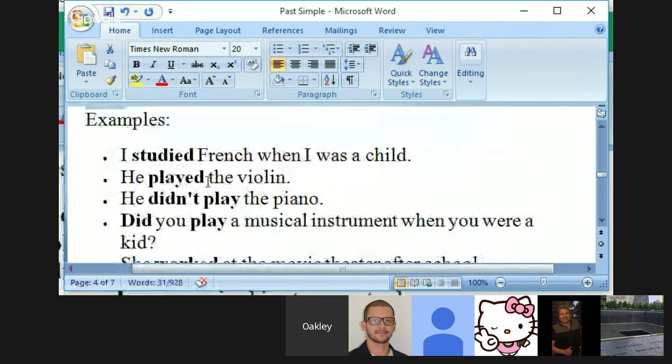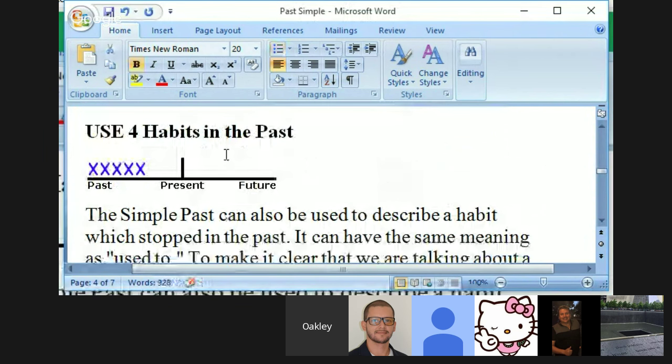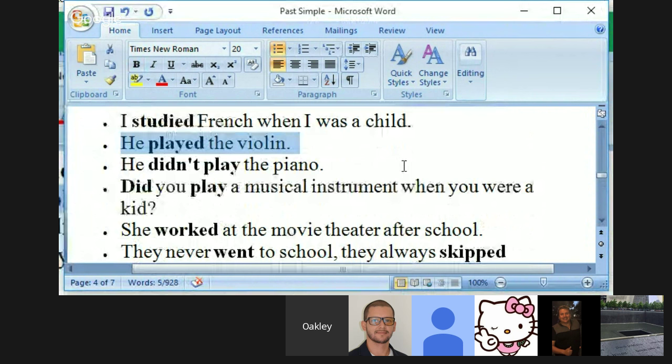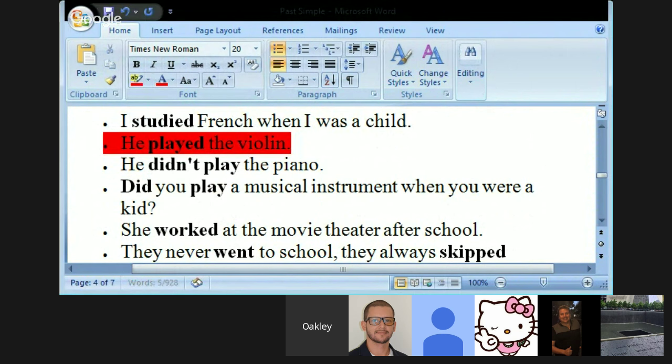Some of these examples are not right. I studied French when I was a child. Okay, that illustrates the usage. The next sentence, however, is not good. He played the violin. I have no idea. For me, actually, this sentence, he played the violin, maybe last night. He played a song on the violin. I have no idea that this means that this was a habit. This is bad. This is extremely bad.